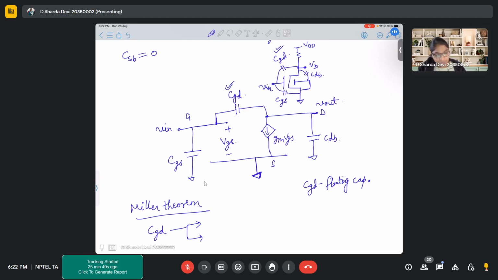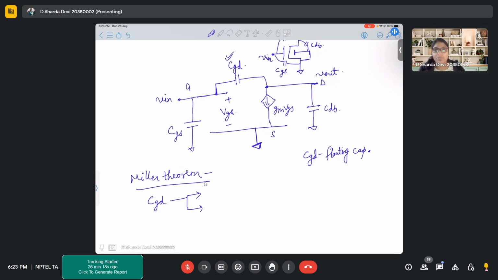Okay. So we are saying this CGD is basically connected between the input and output node. To simplify the circuit, we want it such that we can solve the input part separately and the output part separately, and finally report our results. To get that configuration, Mr. Miller came up with this theorem, where he divides the CGD capacitor into two parts: one is Cin and the other is Cout.